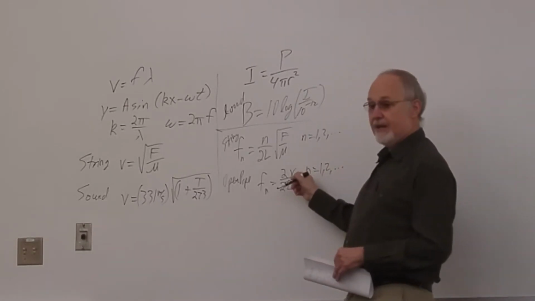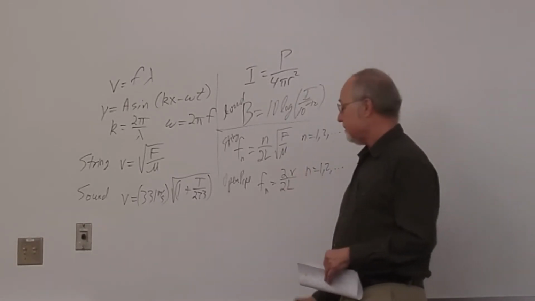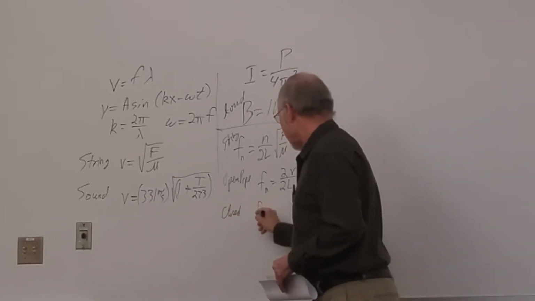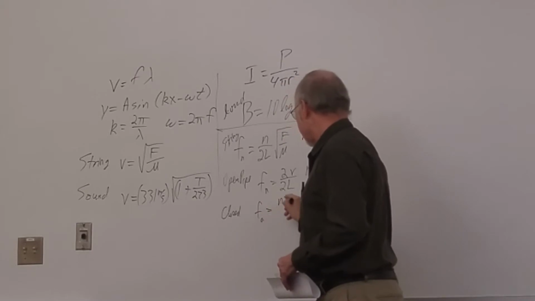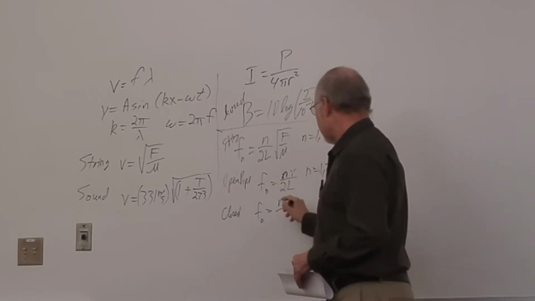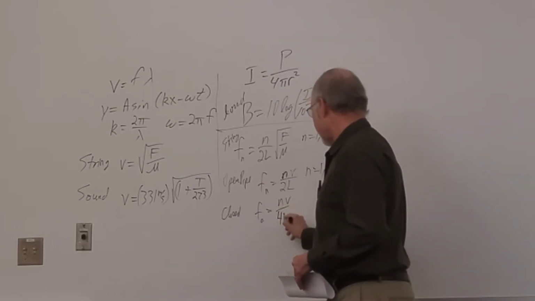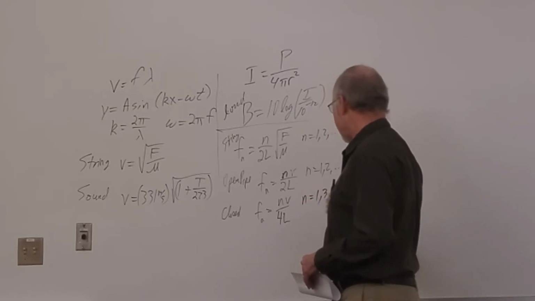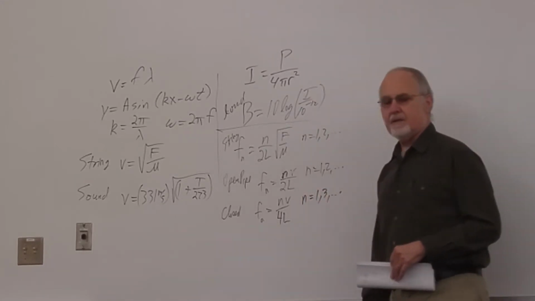It's the speed of the sound wave going in the path. If it was an open path, then the resonant frequencies were nv over 2L. And for the closed path, it was nv over 4L, and the n's were odd integers in that case.